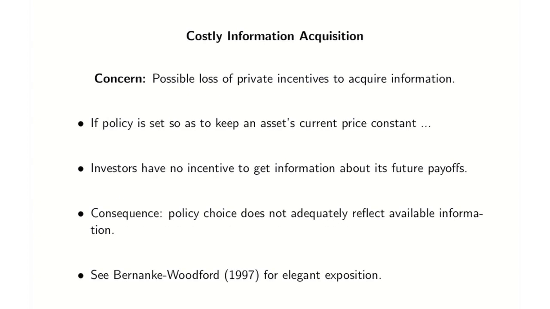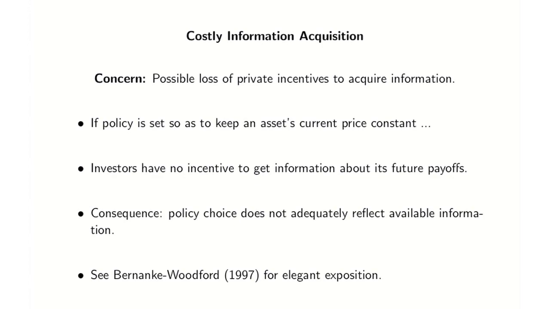So, costly information acquisition. One of the concerns you hear about targeting a particular asset price, and here what's going on is you're targeting a particular asset price. The asset is the one that pays off according to the marginal net benefit of the choice, and you're trying to keep that price equal to zero. So you have a portfolio that's paying off according to the marginal net benefit, and you're trying to keep that price equal to zero. If investors know that, they have no incentive to get information about future payoffs. So then the policy choice doesn't adequately reflect available information.